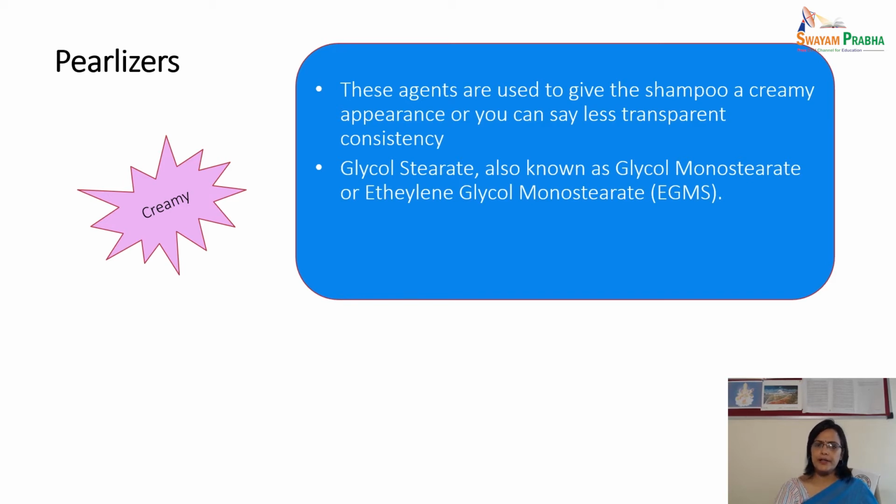Opacifier and pearlifying agent. This agent basically gives a creamy appearance, or you can say a less transparent consistency, to the product. So glycol stearate, also known as glycol monostearate, and ethylene glycol monostearate. These are the agents which are used to impart the creamy consistency to the product.